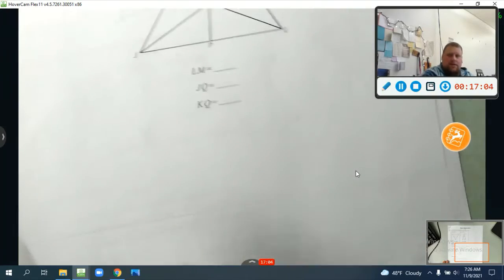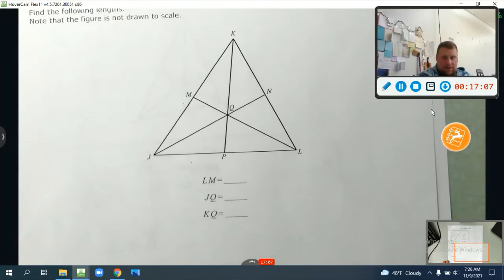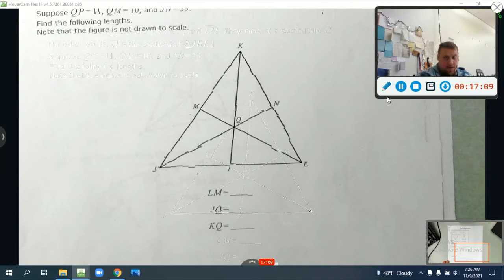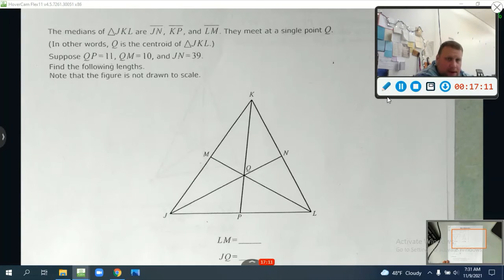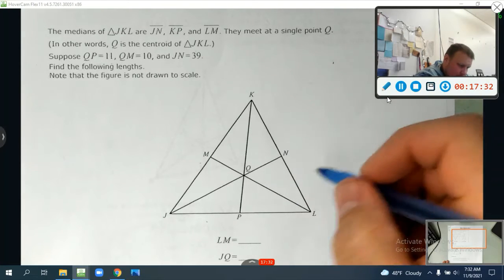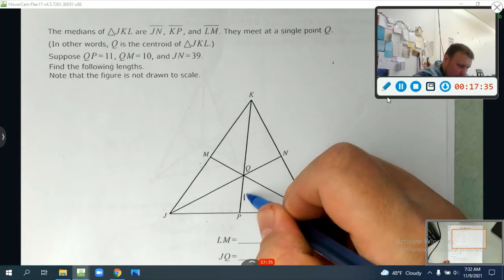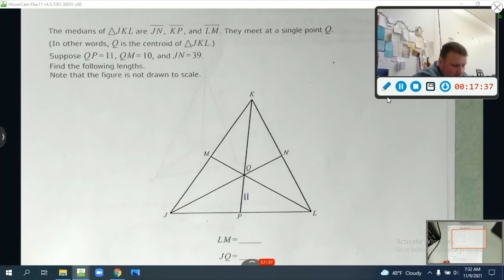Down to our last 2 problems. All right. We're on to number 7. The medians of triangle JKL are JN, KP, and LM. They meet at a single point Q. In other words, Q is the centroid of triangle JKL. Okay, so if it's the centroid, we know a few things from that, right? But we'll get to that. Suppose QP is 11. So let's do that. QP, this is 11. QM is 10.